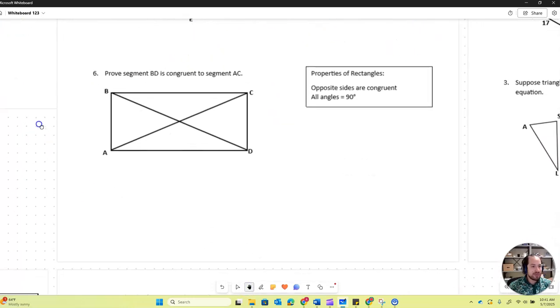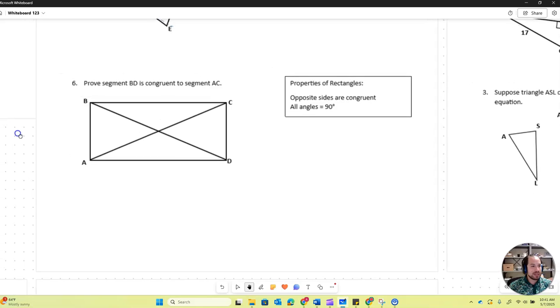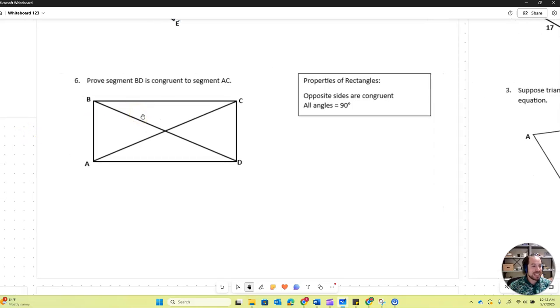In question 6, we are asked to prove that segment BD is congruent to segment AC. BD and AC. And I'm going to pause. So we're going to be looking at this and trying to figure out a way that we can do this. As I mentioned, we're trying to prove these 2 diagonals to be congruent. Now the nice thing is we are told that this is a rectangle. ABCD is a rectangle.